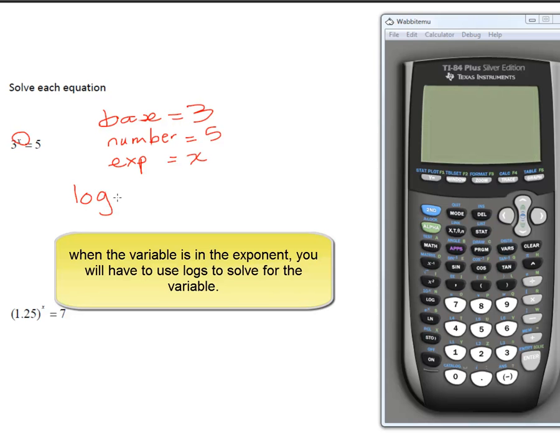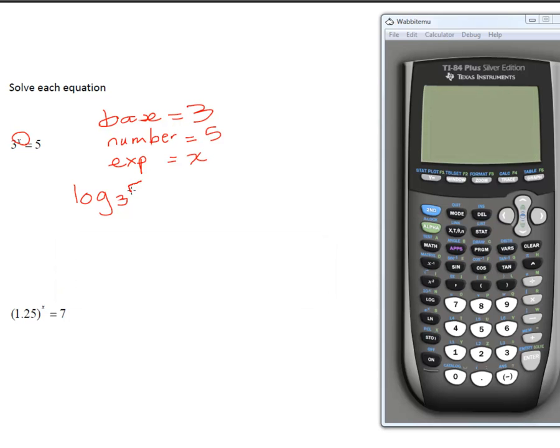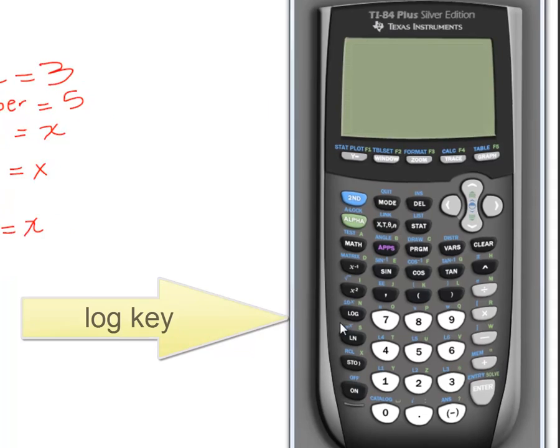Now when a variable is in the exponent and you have to solve for that variable, you're going to have to use logarithms. So you always write the log of the base, here 3, the log base 3 of the number, our answer 5, equals the exponent, and our exponent is x. Because we want to use our calculator and we don't have a key for log base 3, we're going to change the base to log base 10. So we write a division problem: the log of the answer, log of 5, divided by the log of the base, log of 3.